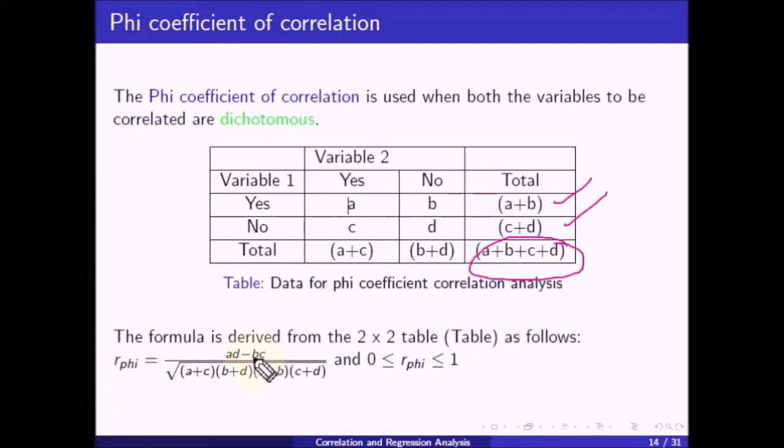So the phi correlation coefficient is AD minus BC divided by the square root of a plus c into b plus d into a plus b into c plus d, and the value of the correlation coefficient should be between 0 and 1.